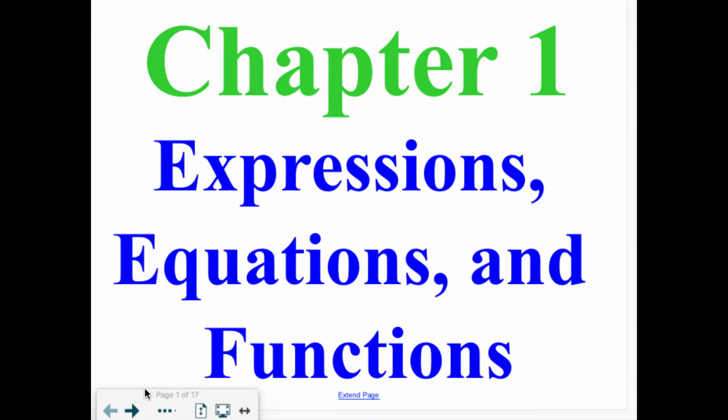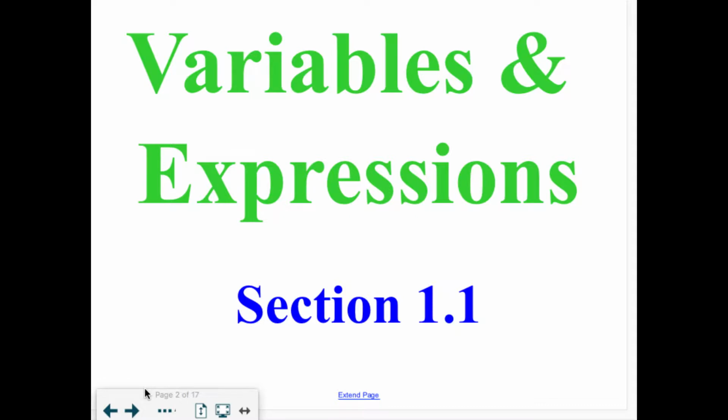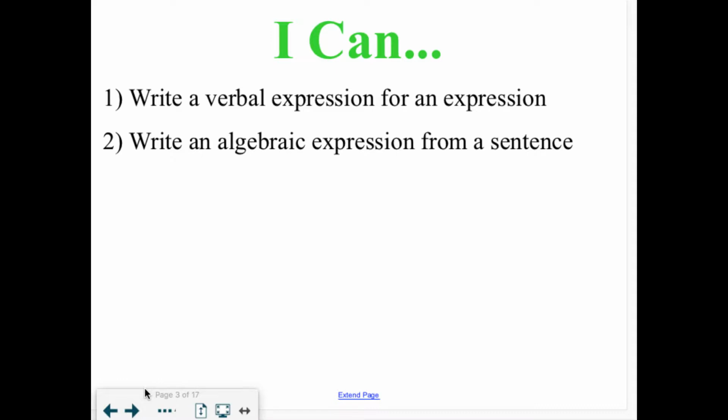Chapter 1 of Algebra is going to focus on expressions, equations, and functions. Today's lesson, section 1.1, is going to focus specifically on variables and expressions, and then we are also going to cover section 1.2, which is order of operations. From section 1.1, you should be learning how to write an expression when you are given a sentence, and vice versa, how to write the sentence if you are given the expression.